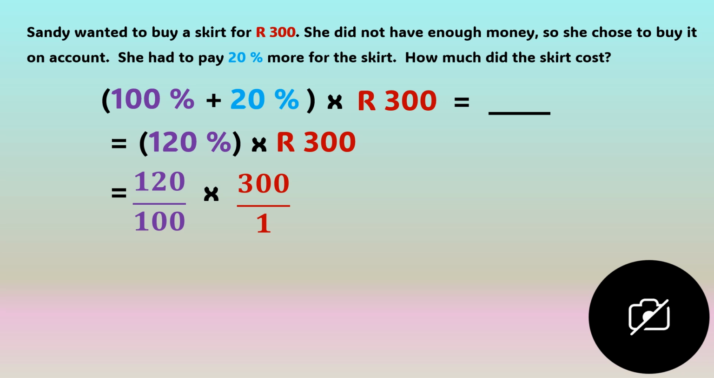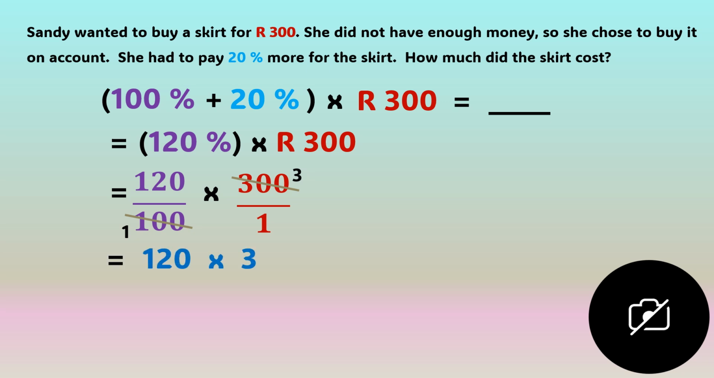So the first thing you can do is to simplify this fraction. And to simplify the fraction, you must look at the denominator and the numerator and find out what values they have in common. In this case, both have 100 in common. So we're going to simplify. 100 goes into 100 one time, and 300 goes into 100 three times.